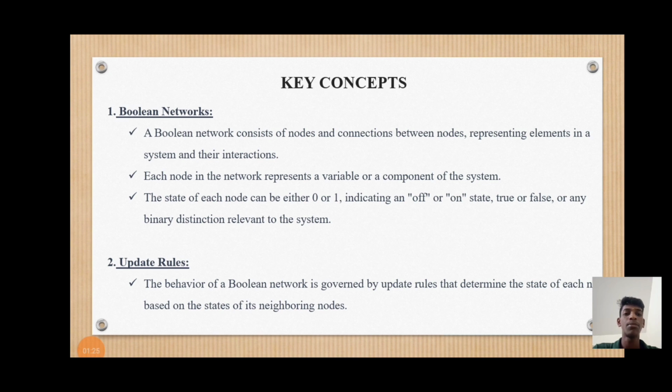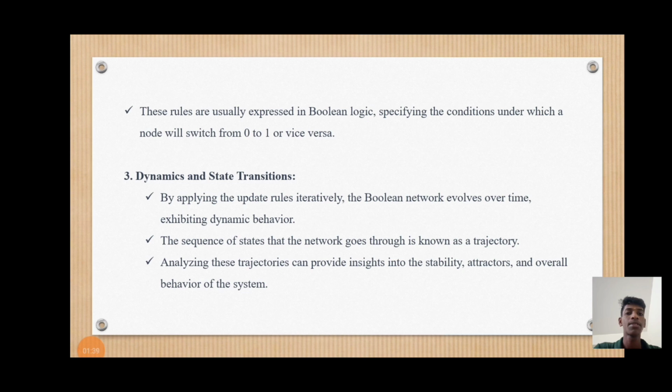Second is update rules. The behavior of a Boolean network is governed by the update rules that determine the state of each node based on the state of its neighboring nodes. These rules are usually expressed in Boolean logic, specifying the conditions under which each node will switch from 0 to 1 or vice versa.